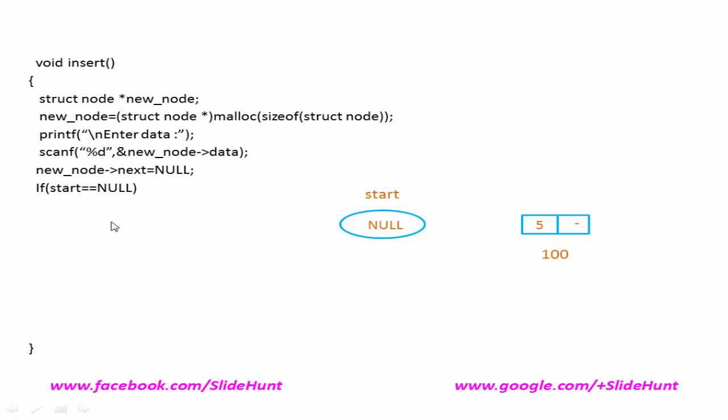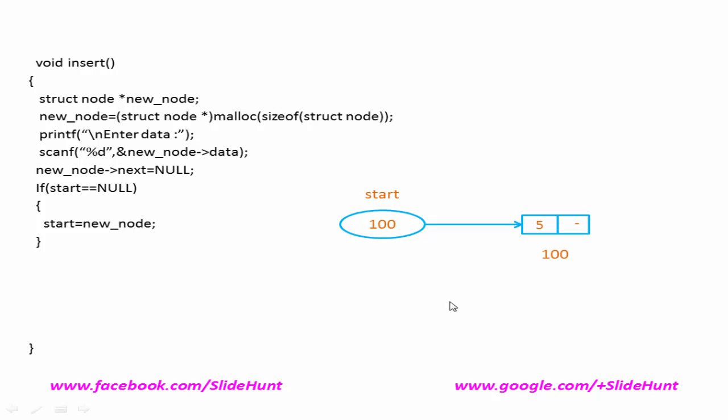So I'm going to write here: if start equal to null. If it is true, then we assign the address of new node to the variable start, and we can write it as start equal to new node. So now the variable start contains the address of new node, that is 100. So the node is inserted in the list.